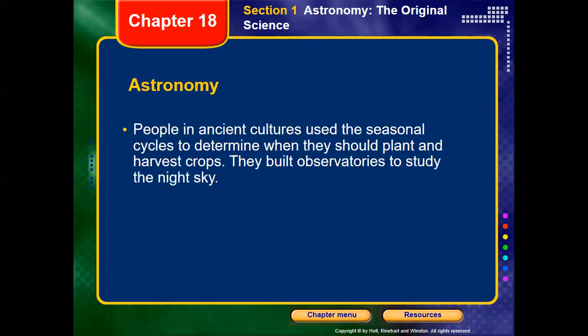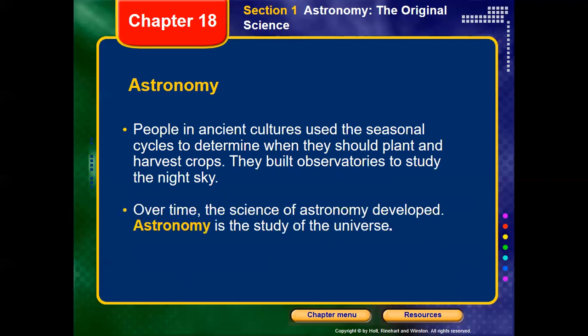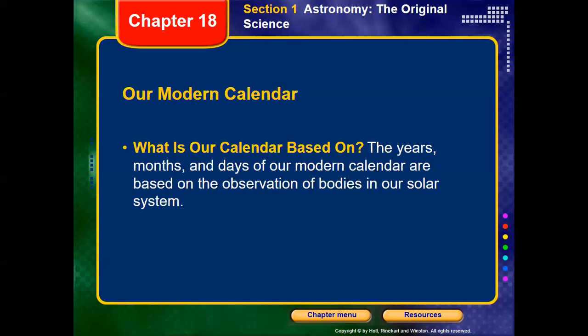So we said that people in ancient cultures used the seasonal cycles to determine when they should plant and harvest crops, and they used observation to study the night sky. After time, nowadays, we have a very solid science called astronomy. We have a lot of information about our solar system and even other solar systems and the different galaxies.